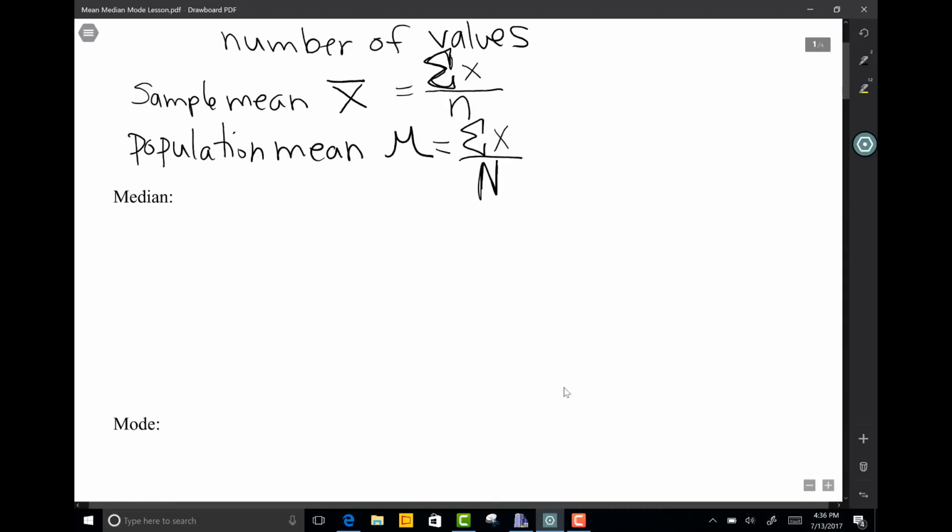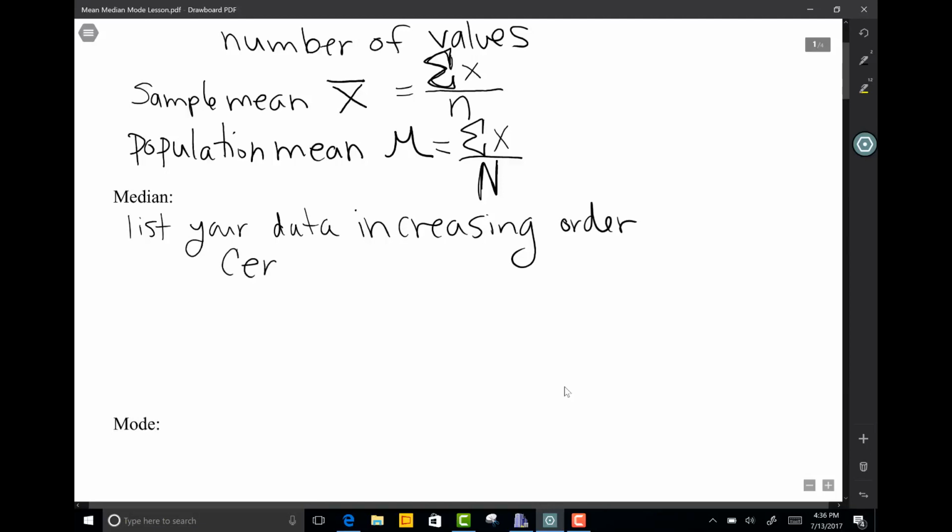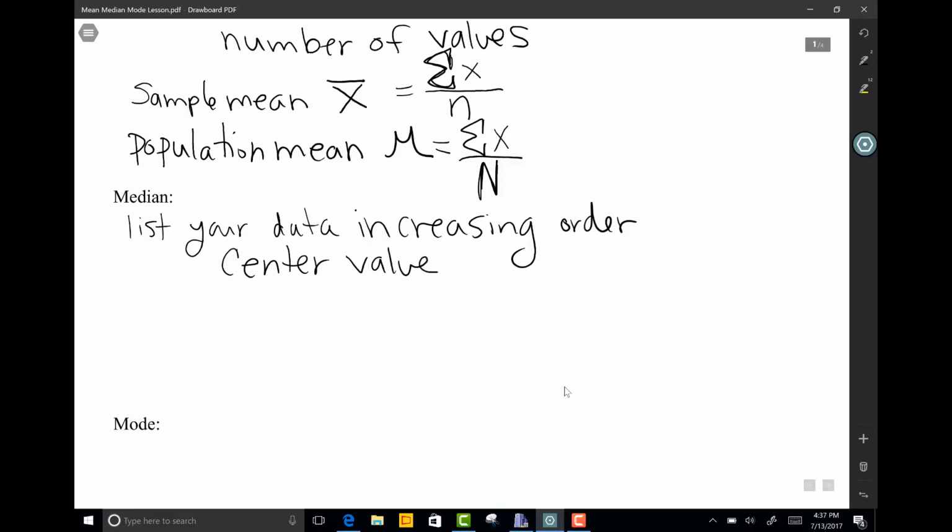The median is basically if you list your data in increasing order, your median is going to be the center value. This may vary slightly on how you find the median depending on if you have an odd set of data or an even set of data.